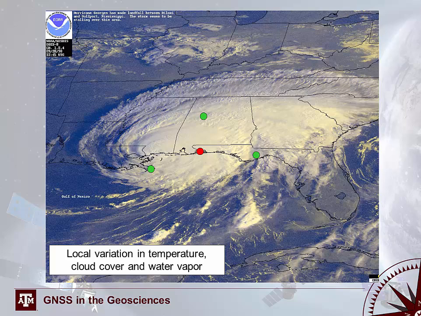So here we could see an example where the local variation in temperature, cloud cover, and water vapor would affect your ability to apply a differential GPS survey. Now in this case it's rather extreme, but you get the point. The idea is that variations in the troposphere will also affect your ability to conduct a DGPS survey.